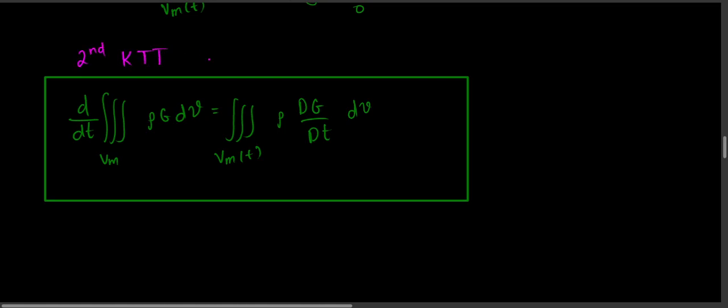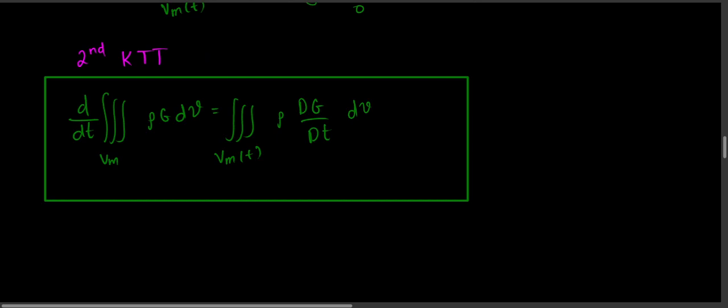Now this is not useful to us as of now. What is G? You can input G as any fluid property per unit mass, then rho G will become any fluid property per unit volume, and then you can maybe use this equation to do something. So let's derive something useful from this second KTT. Take the kinematic transport theorems as a tool which will help us derive other useful equations.